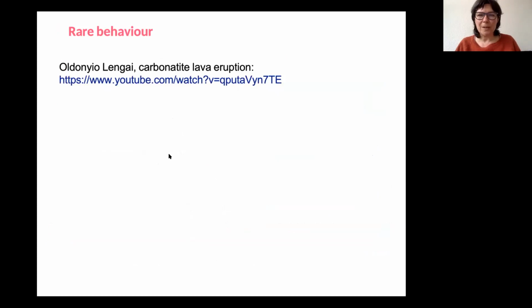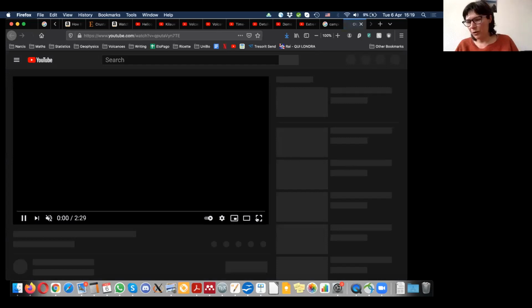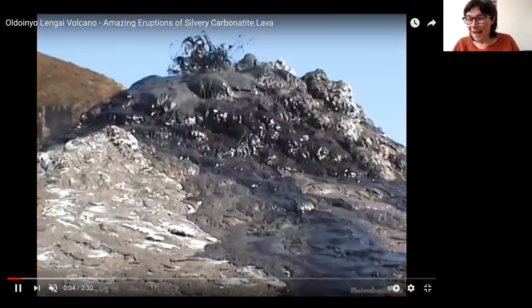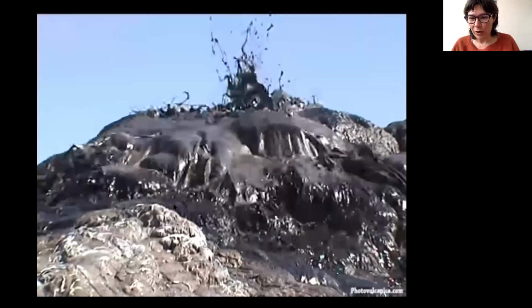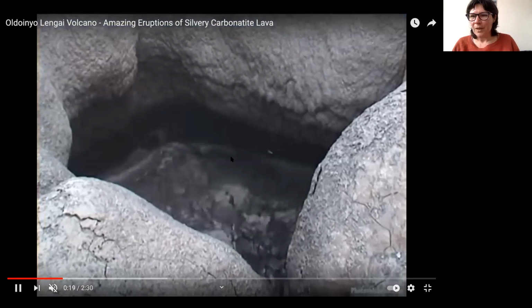And then I wanted to show you a volcano in Africa, Oldonyo Lengai. I think it is in Kenya, is it Tanzania? I can't remember even. I wanted to show you this eruption. It's very weird. You see, this is lava, and it is this color, black. It becomes white when it is dry, and it's super hot. There are very few volcanoes in the world that are like this, and it's very weird lava.